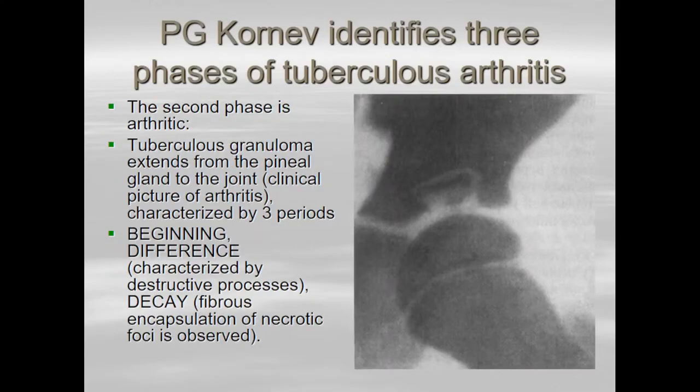The second phase is arthritic. Tuberculous granuloma extends from the epiphysis to the joints. The clinical picture of arthritis is characterized by three periods: onset, height, and decline, characterized by destructive process and decay. Fibrous encapsulation of necrotic foci is observed. Look, it's the coxal joint too. It's a child too. Why? It's the growth zone. It's tuberculosis, but look, it is not isolated to the bones. It is open and includes all joints. This is the second phase, arthritic.